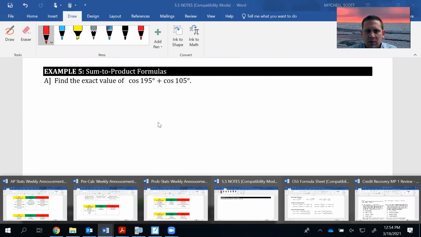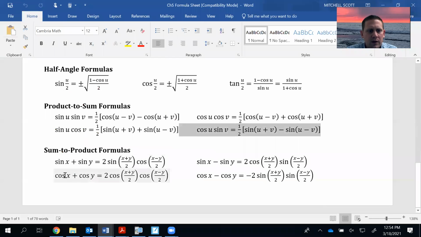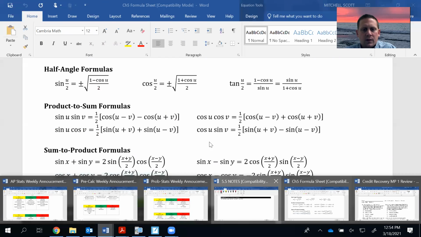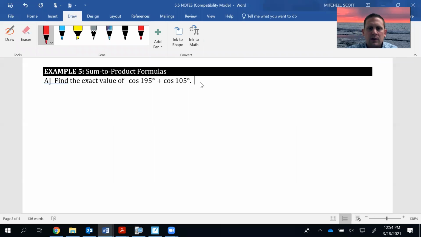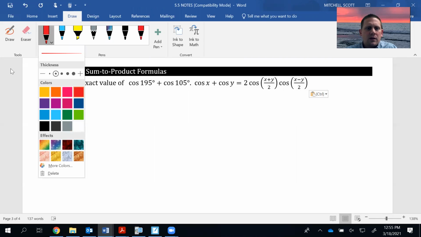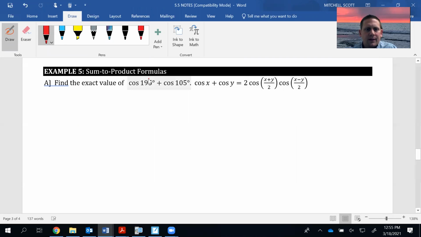We need to change a sum of cosine plus cosine to a product. So sum to product, we have cosine plus a cosine. So there's our formula that we would like to use. So let's go ahead and take a look. This is our formula that we want to use here. All right. So we're going to know that this is x. Here's x. And then there's your y, which you're going to use over here.